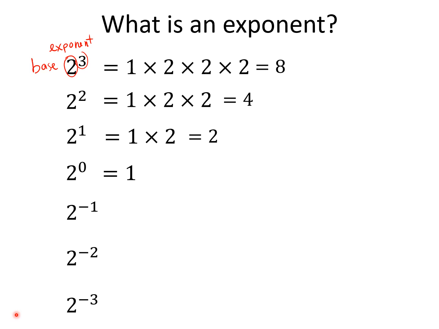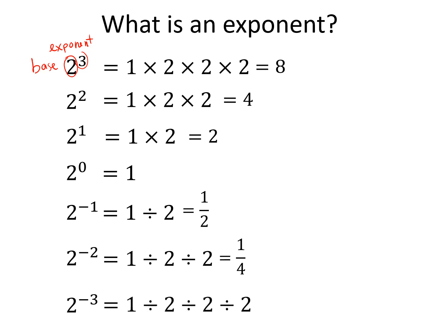And so 2 to the negative first power. Well, 2 to the negative first is the opposite of 2 to the first. Instead of 1 times 2, it's going to be 1 divided by 2, which we write as 1/2. And 2 to the negative second power is the opposite of 2 to the positive second power. So it's 1 divided by 2 divided by 2, which is 1/4. And 2 to the negative third is divided by 2 3 times, and that is 1/8.